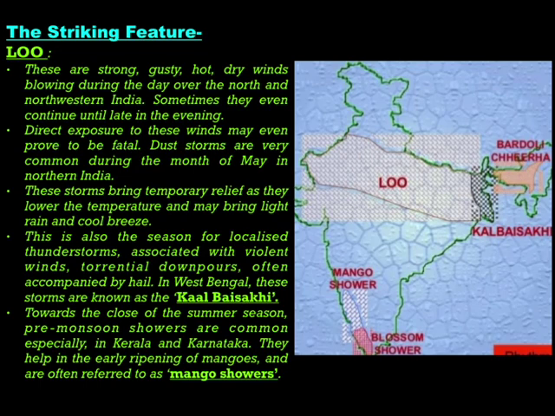In West Bengal, these storms are also known as Kal Baisakhi. Towards the close of the summer season, pre-monsoon showers are common, especially in Kerala and Karnataka. They help in the early ripening of mangoes and hence are known as mango showers. In Maharashtra and Goa, on the Konkan coast, these rain showers also come, and in the local language they are known as Amra Sari, meaning mango showers. In the area near Assam, it is known as Bardoli Chiraha. In West Bengal, it is known as Kalbaisakhi, whereas in the northern part of India it is identified by Lu.